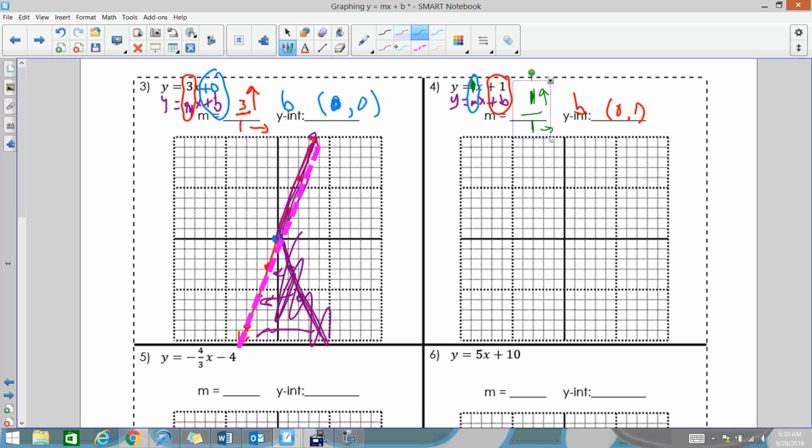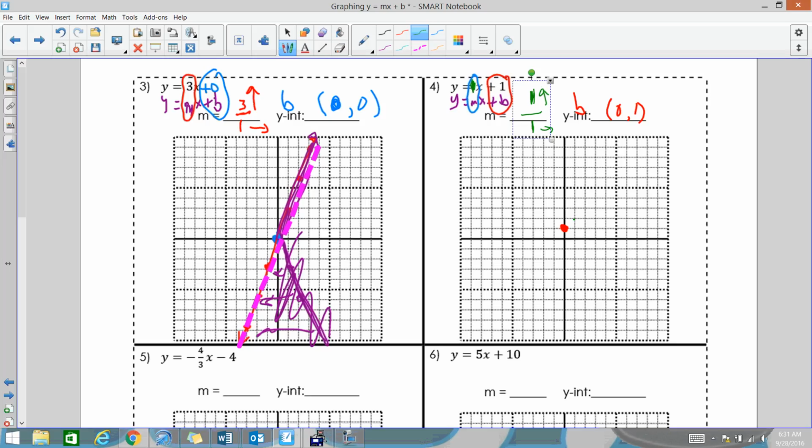So that's something that we got to know there, because there's always going to be a slope. If you have an x, there's always a slope. You always have a b. That's just going to be 0 if you don't see it. So now we're going to begin at b, which is 0, 1. So we're going to go up 1 from the origin. And then we're going to do our slope of up 1, right 1.